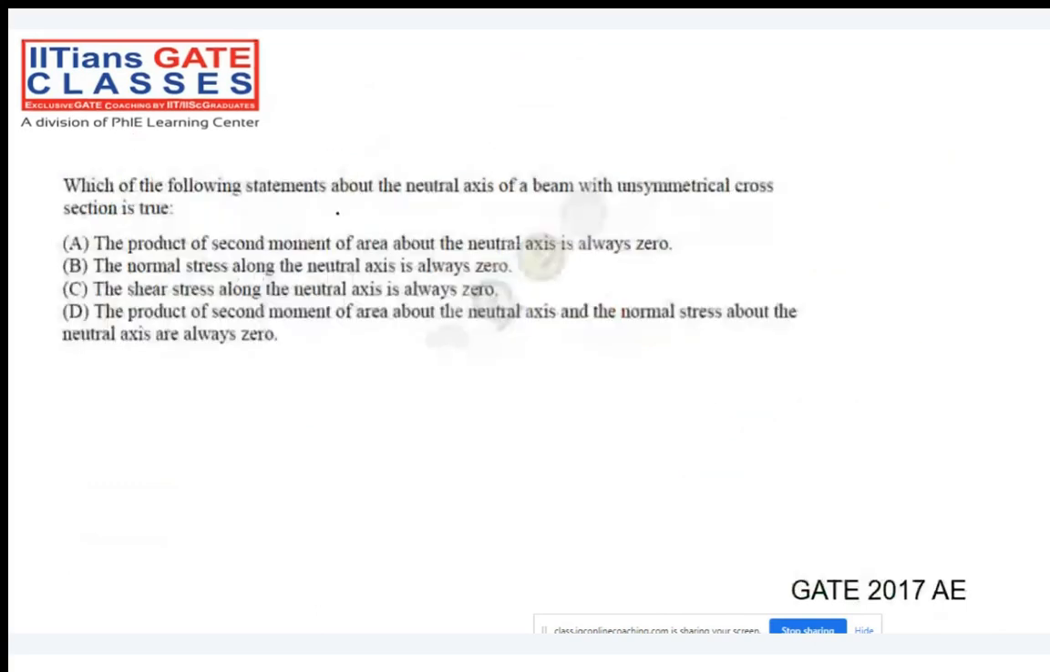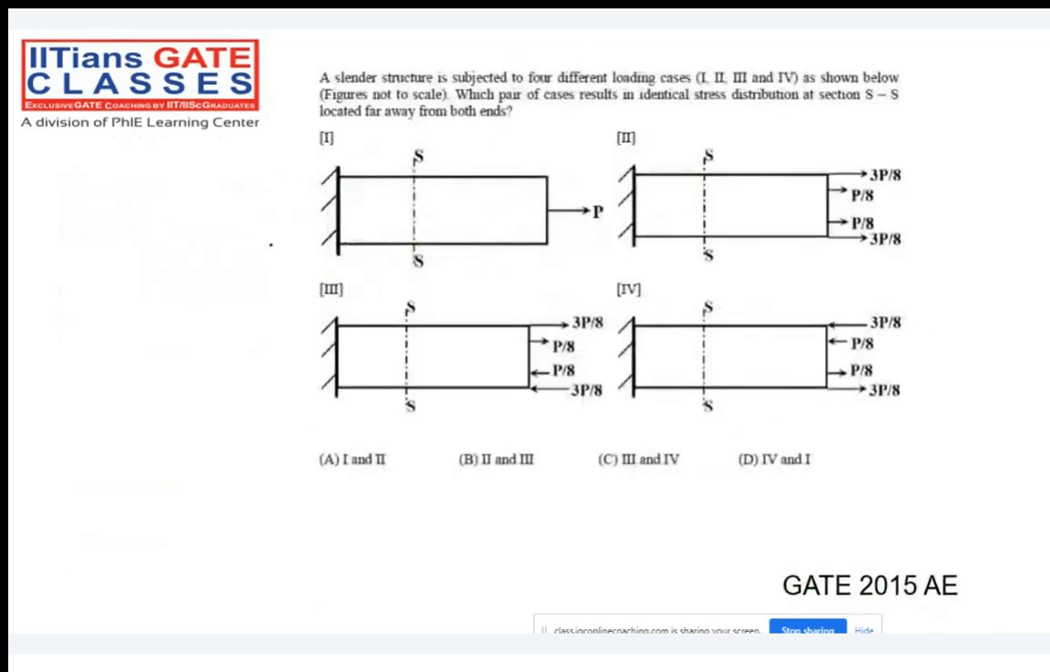Now, try to see this particular problem. A cylinder structure is subjected to four different types of loading condition. Now, please try it and let me know the answer to this question. Which pair of the cases results in identical stress distributions at a section SS away from both the ends? Identical stress distribution means similar, just like an axial distribution like this.